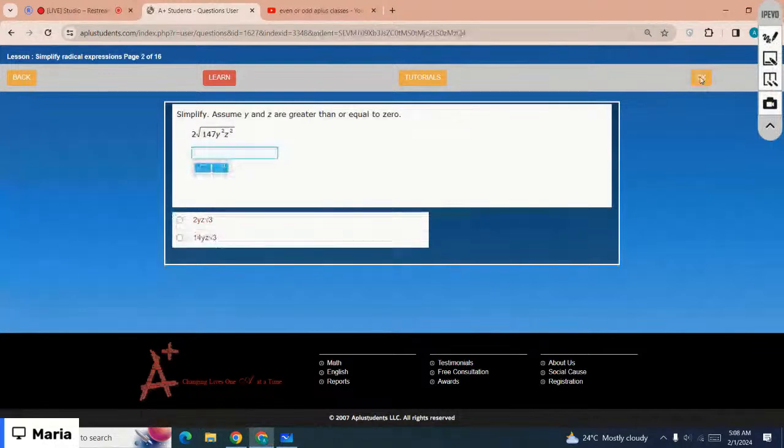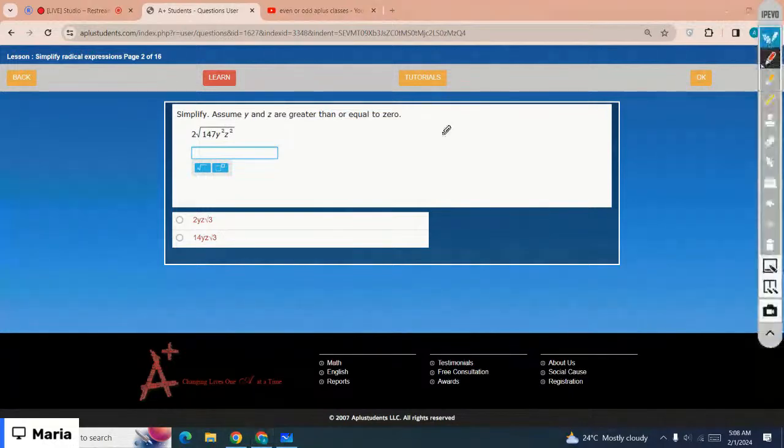Okay, simplify. Assume y and z are greater than or equal to 0, right? So you need to make prime factors of 147. You already have 2 outside, you have 147 y square and z square, right? So let's just make the prime factors of that. They are 7 times 7 times 3, y square and z square, right?